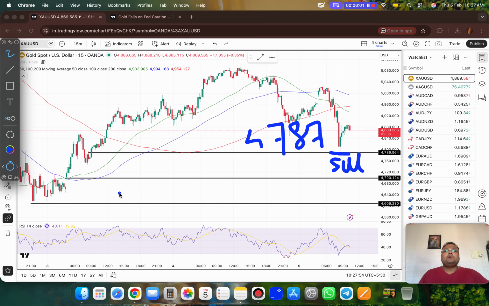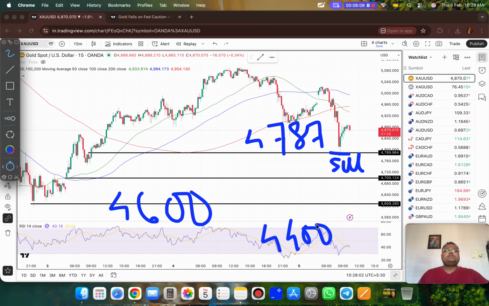Where is the next support? The next best support on the chart of gold is around 4600. Remember the low of 4400? 4400 is still valid, but before 4400, we also have a support around 4600.